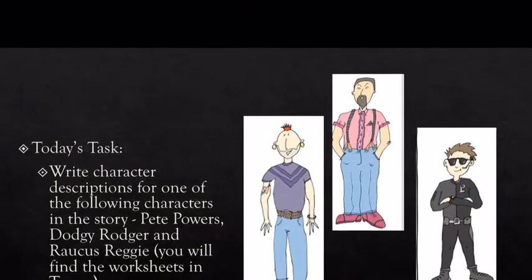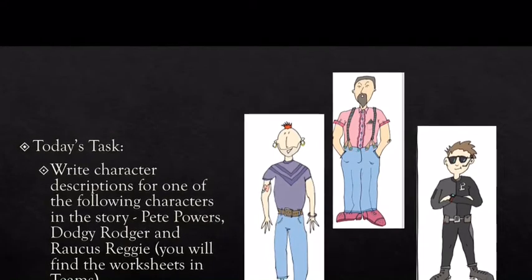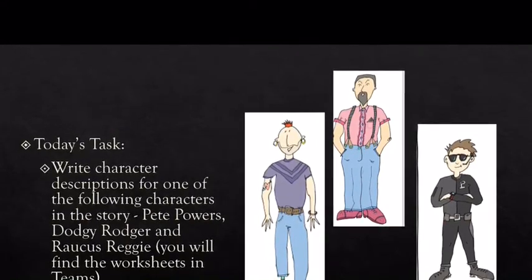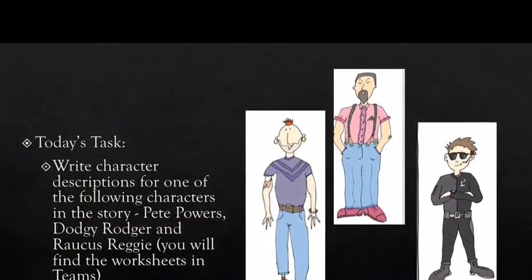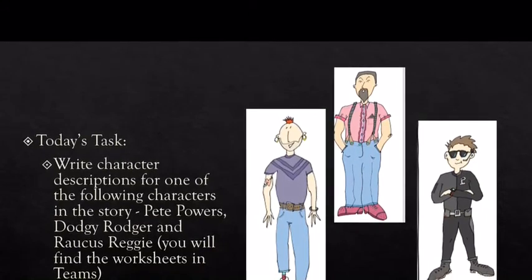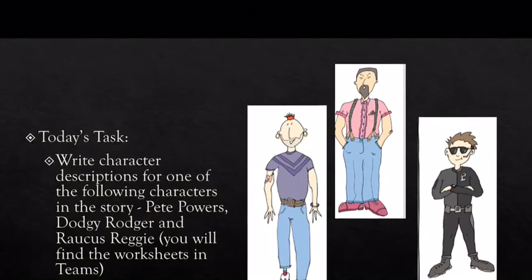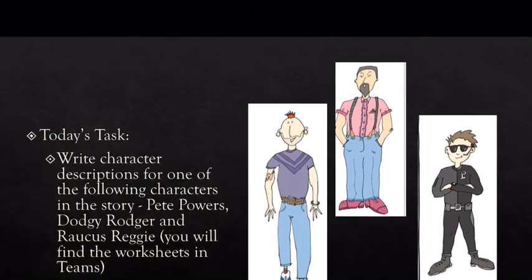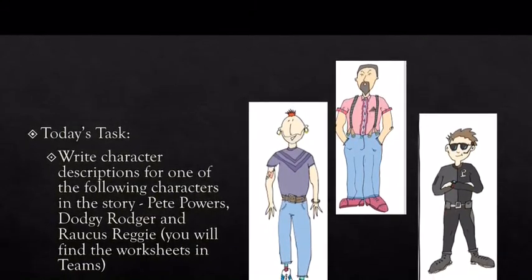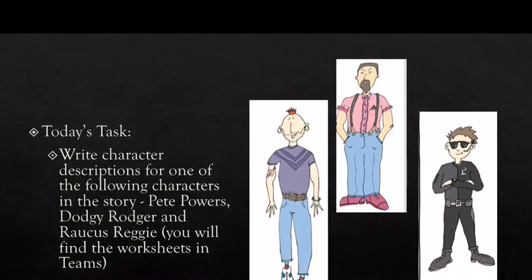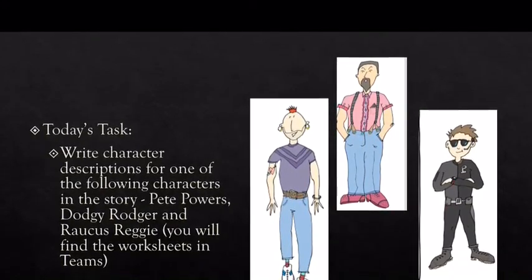Now on to today's task. So your task for today is to write a character description for one of the following characters. And you can see there's Pete Powers, Dodgy Roger, or Raucous Reggie. You'll find the worksheet within Teams. So remember, to be successful, we want to include a range of adjectives, at least one simile, and also alliteration. You only have to choose one character today.